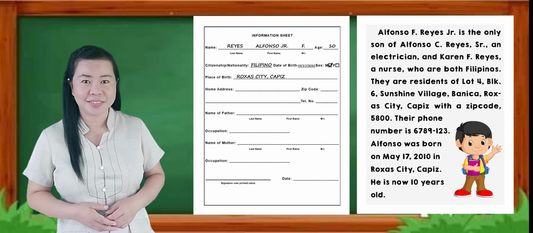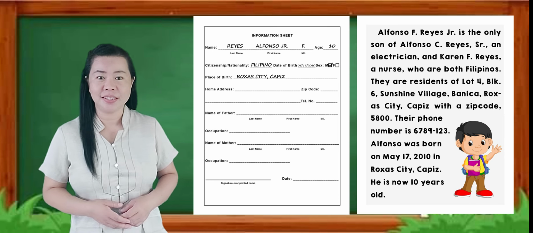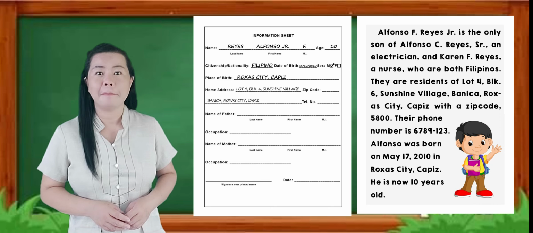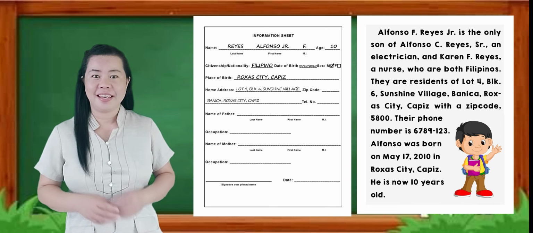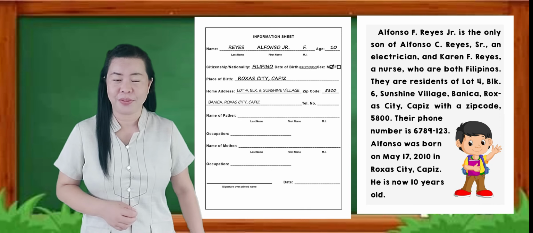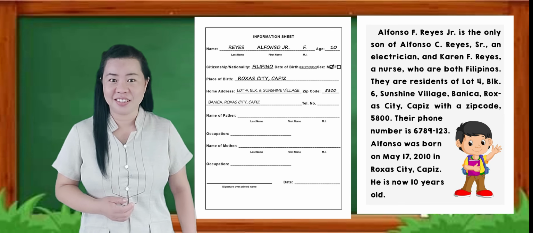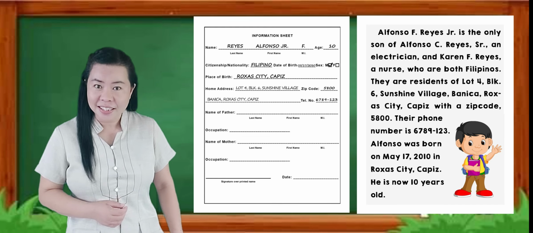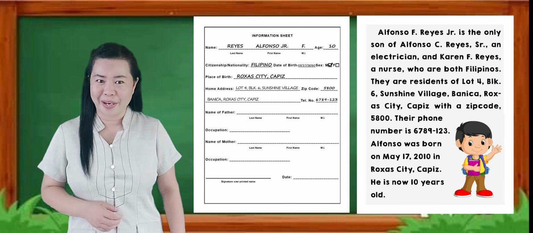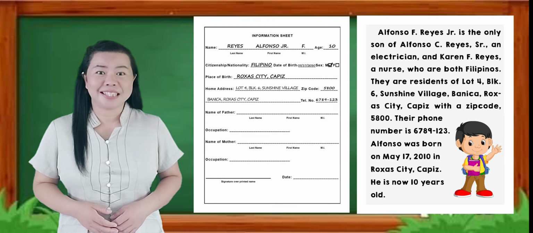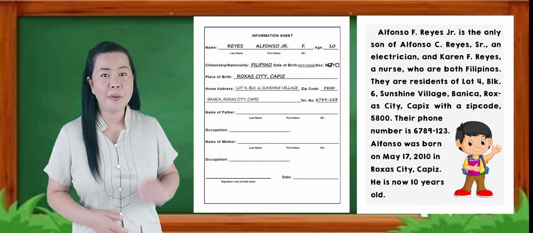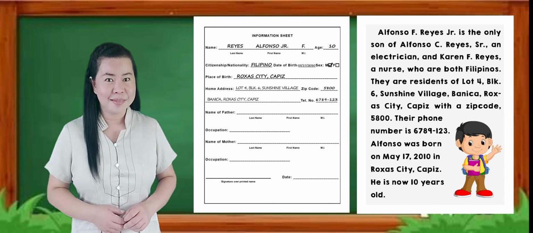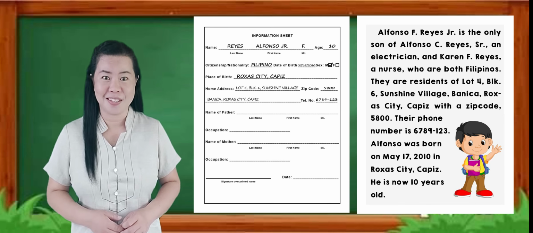Next is the address. Write the complete address, Lot 4, Block 6, Sunshine Village, Banica, Ross City, Capiz, and put the correct zip code, which is 5800. For the telephone number, it's 6789-123. What if Alfonso doesn't have a landline? A mobile number will do. If in case they do not have one, then simply put none.